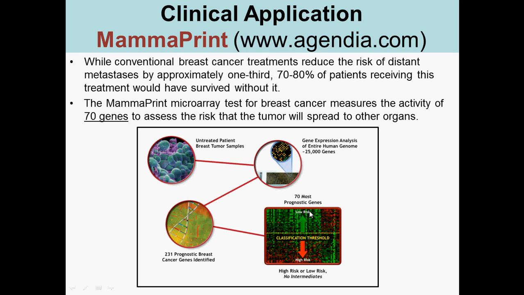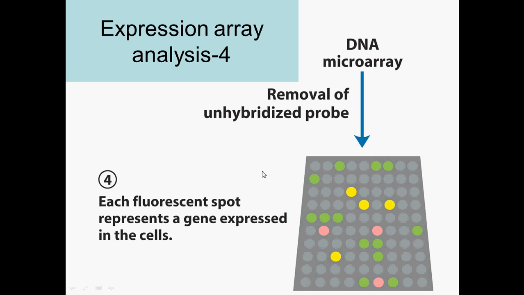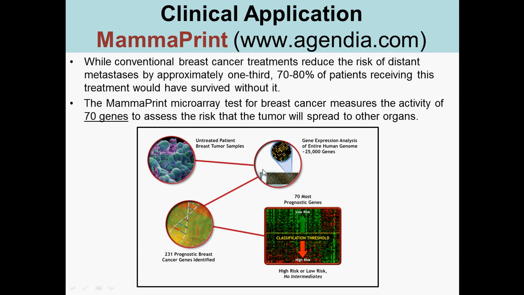And this is a clinical application of the microarray, MammaPrint, where you have probes for 70 different genes that are involved in cancer. Some of the genes have to be there, or some of the genes are mutated and not supposed to be there. So you can analyze all 70 of those genes on a microarray at the same time.